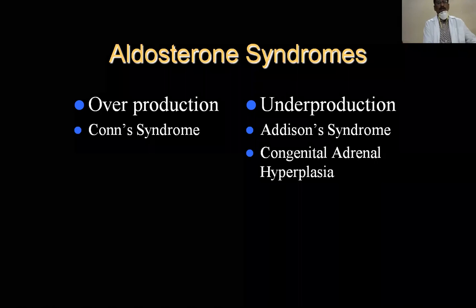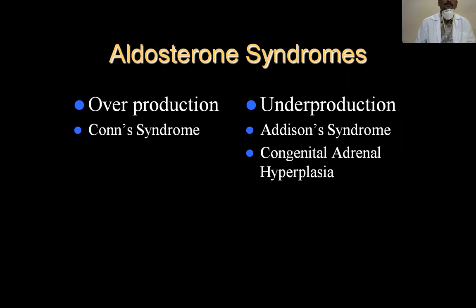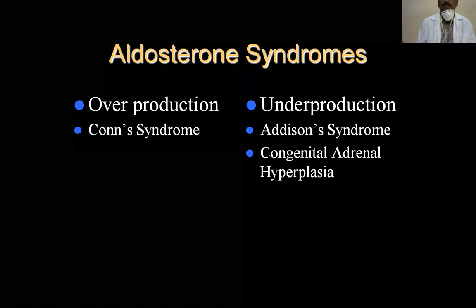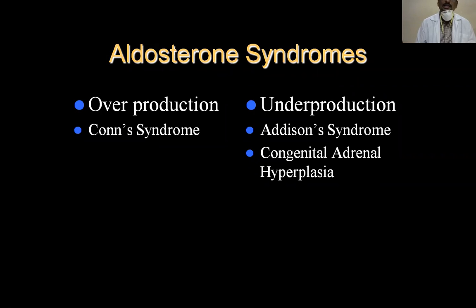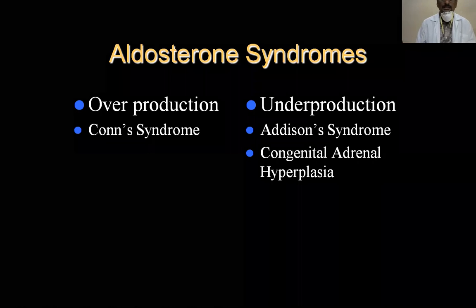Now the aldosterone syndromes. Whenever there is an increased production of aldosterone, it produces a syndrome called Conn's syndrome. Whenever there is a lack or deficiency of aldosterone, it produces Addison's disease or Addison syndrome. Sometimes it can also lead to congenital adrenal hyperplasia. Those things we will see a bit later.